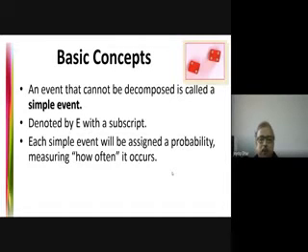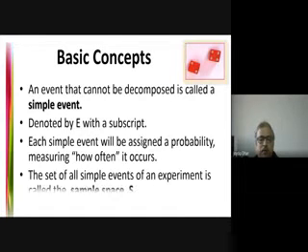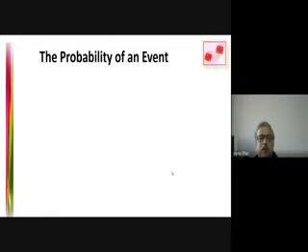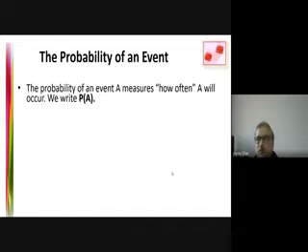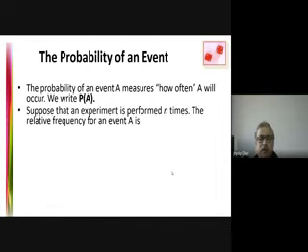Each simple event will be assigned a probability measure, how often it occurs. The set of all simple events of an experiment is called a sample space. So now I'm formally defining the probability of an event. The probability of an event A measures how often A will occur. We write P(A), the probability of A.